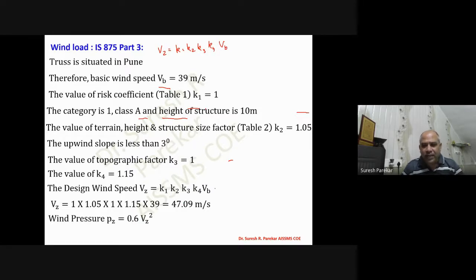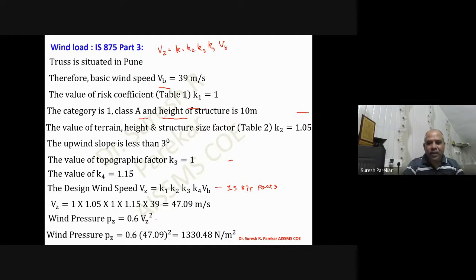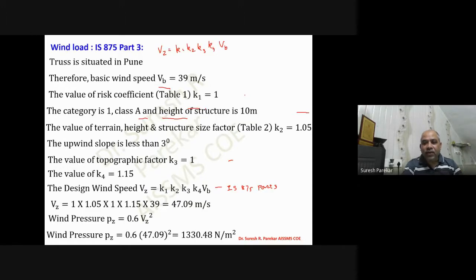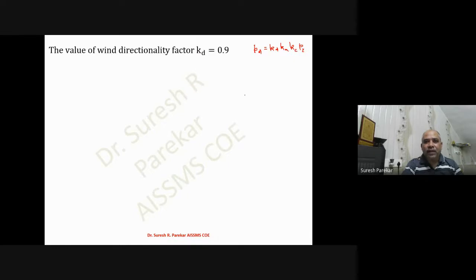These formulas are given in IS 875 part 3, and we already had them in the last video. Then we have wind pressure. Pz is 0.6 into Vz square, which comes to 1330.848 Newton per meter square. Now we have to find out Pd. If you remember, the formula for Pd is Kd, Ka, Kc into Pz. Pz we just calculated, that is 1330.848, and now we have Kd.